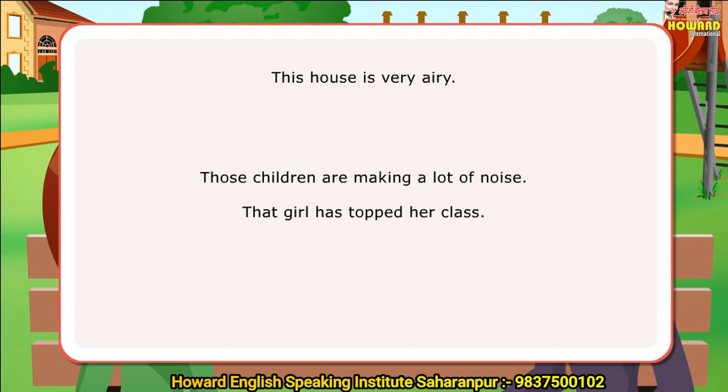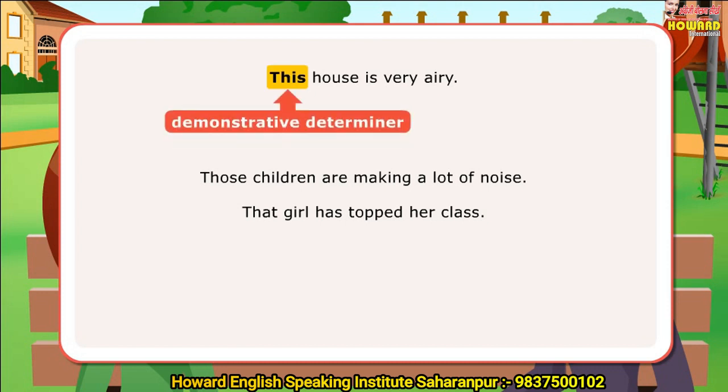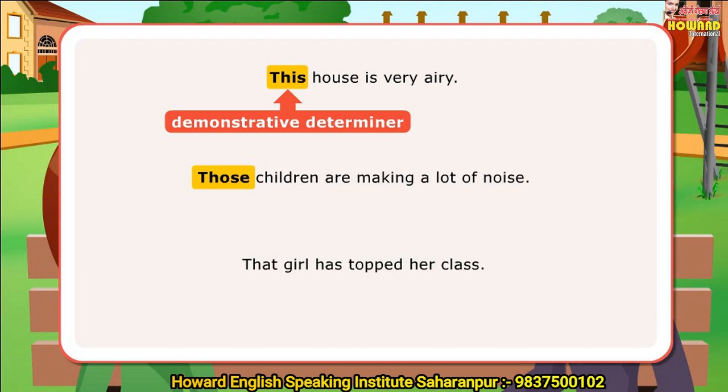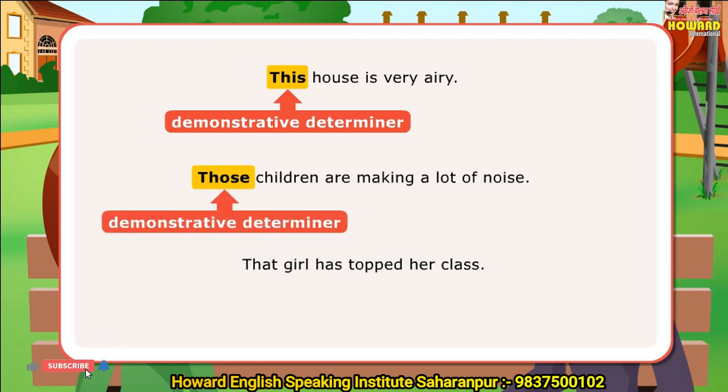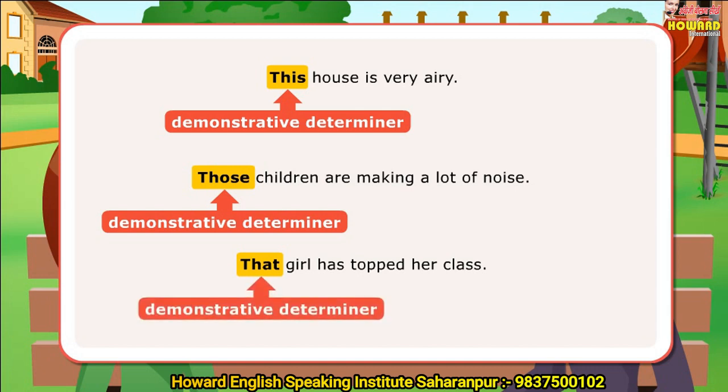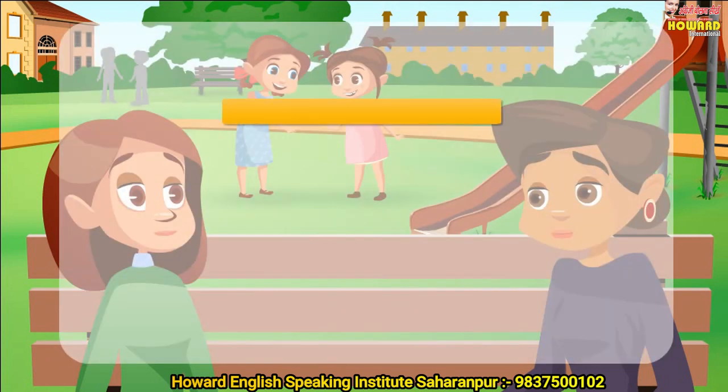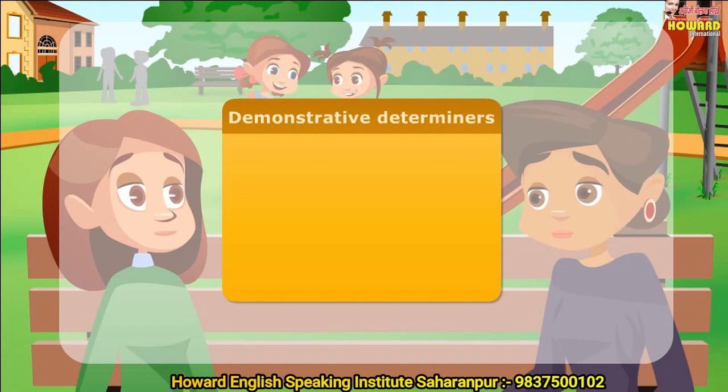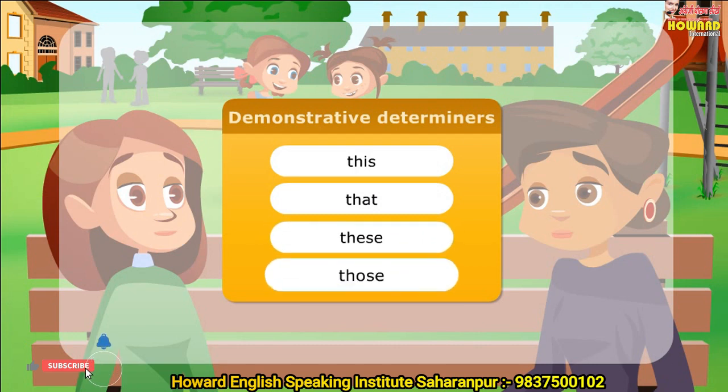In the first sentence, this is a demonstrative determiner as it points towards a particular house close by. In the next sentence, those is a demonstrative determiner as it points at a few specific children playing some distance away. In the third sentence, that is a demonstrative determiner as it points at a specific girl who is not close by. There are only 4 demonstrative determiners in English: this, that, these, those.